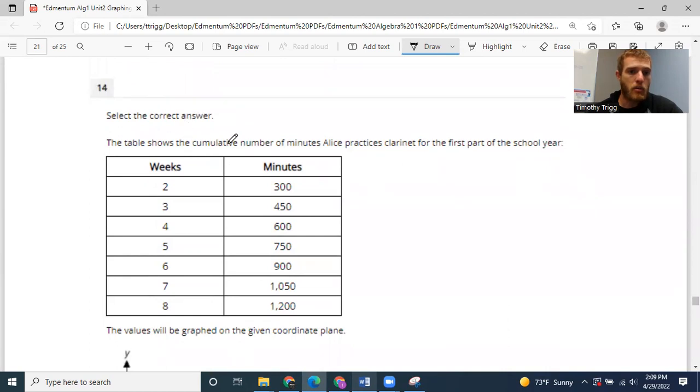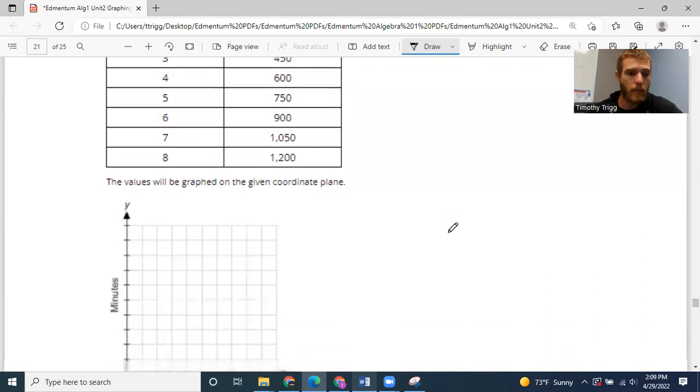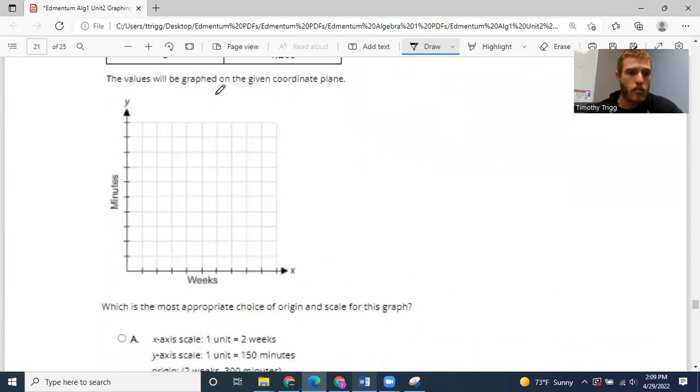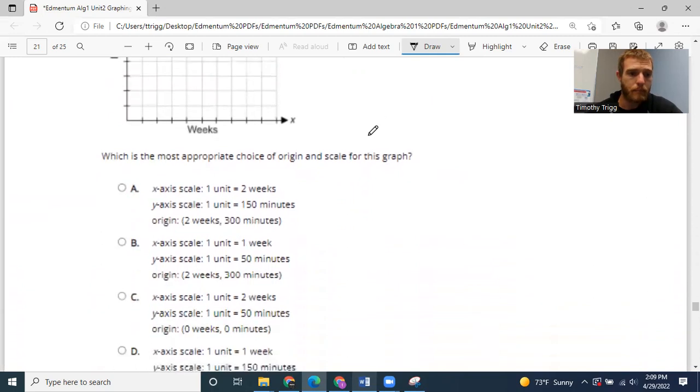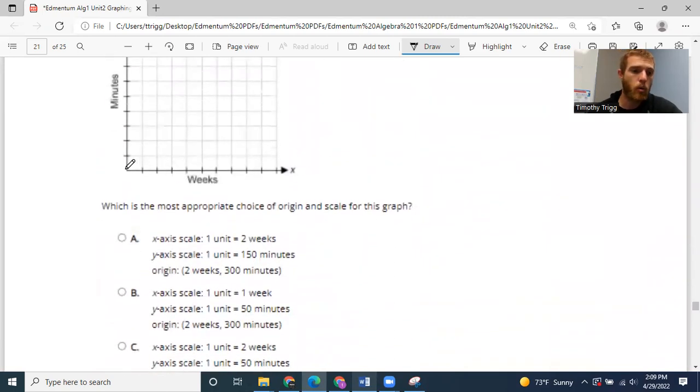All right. The table shows the cumulative number of minutes Alice practices clarinet for the first part of the school year. Okay, so for the first 2 weeks, she practices 300 minutes and so on, okay? The values will be graphed in the given coordinate plane. Which is the most appropriate choice for the origin and scale of the graph? Okay, so during 0 weeks, we could probably say she practiced 0 minutes, right? So the origin should be 0, 0, I would say.